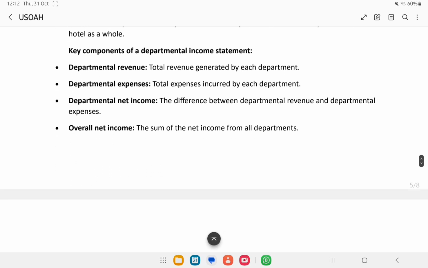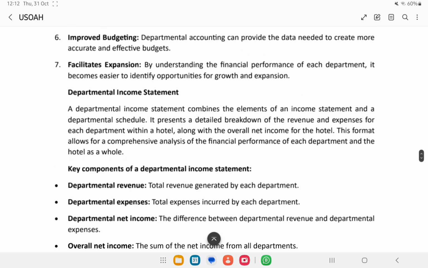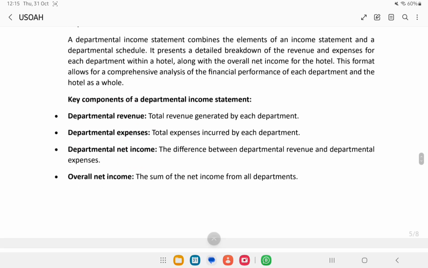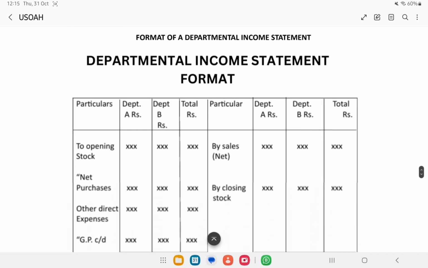Now the important part, the departmental income statement. How can we prepare a departmental income statement? It looks easier and simpler than what the uniform system of hotel accounts tells us. So the key components are, it focuses on the department revenue, expense and the net income or net loss, whatever it comes. Let's see the format.